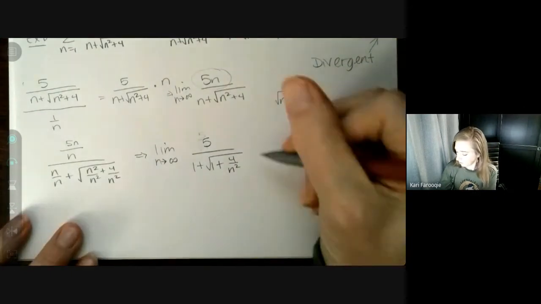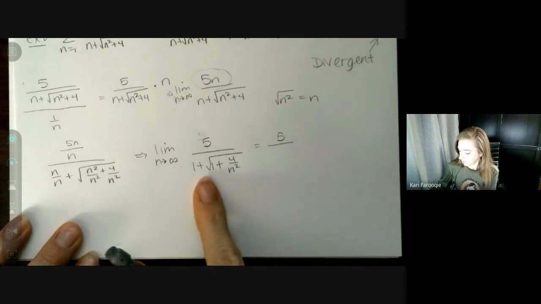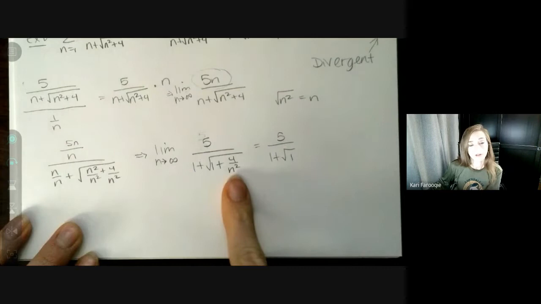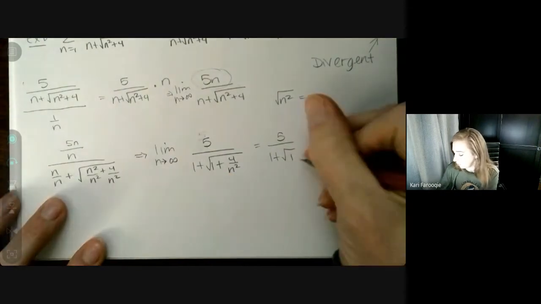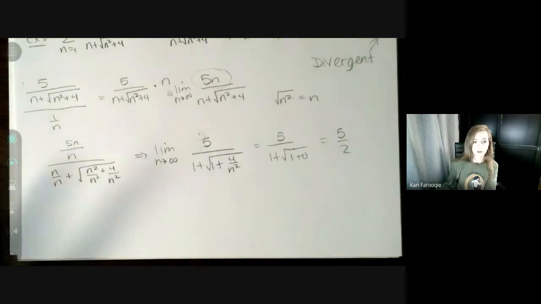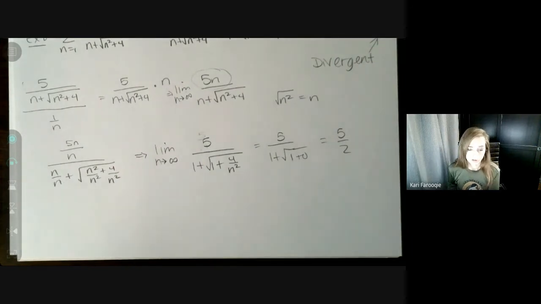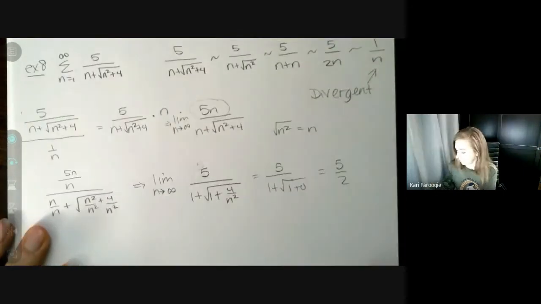And the nice thing is you will get a finite value. You'll have 1 plus the square root of 1. Remember that this term 4 over n squared, as n approaches infinity, goes to 0. You can write that if you'd like. But you end up getting the quantity 5 halves, which is indeed finite and positive. So we would say that both series diverge.